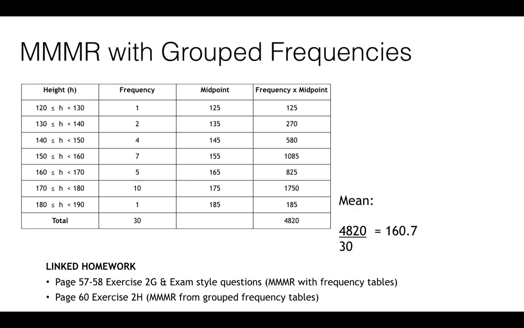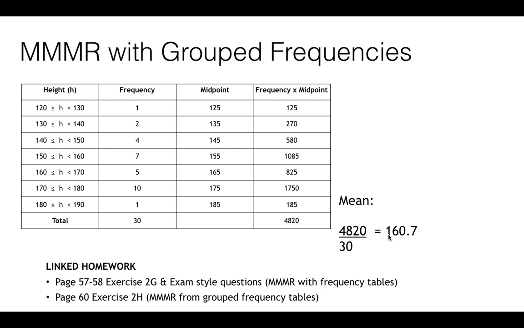So what I need to do now is the mean. So 4,820, the total centimetres that I measured, divided by 30, and that gives me 160.7. Okay, so 160.7 is the mean height.